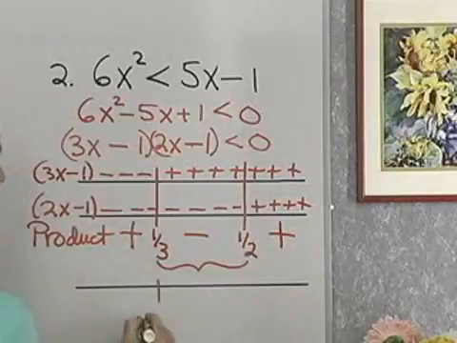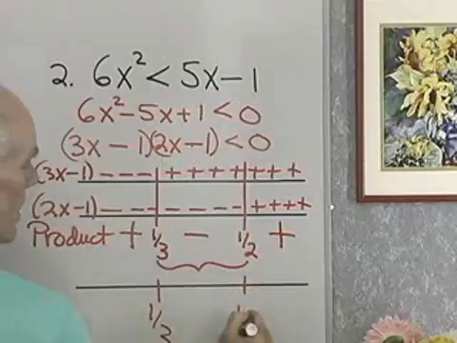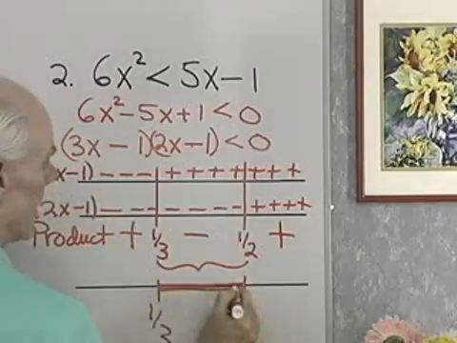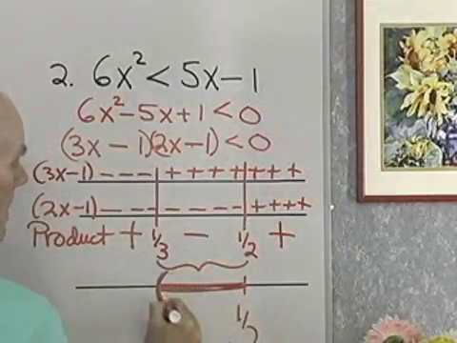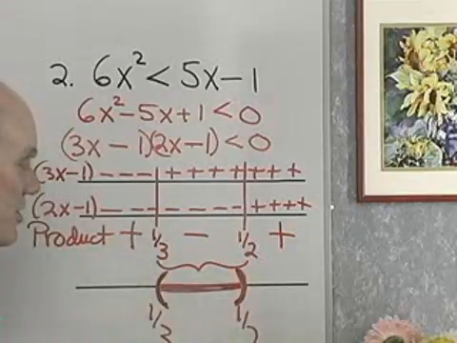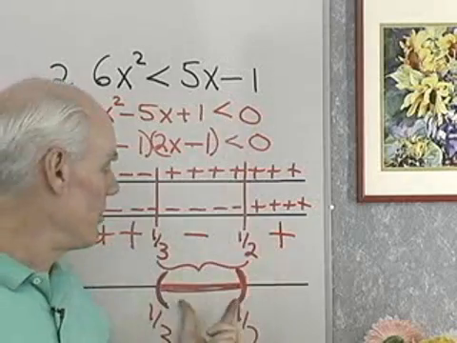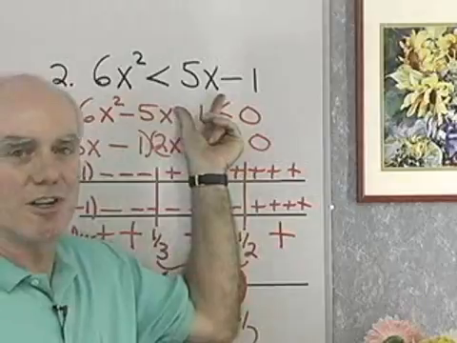I want to write this as an inequality. That's positive 1/3, positive 1/2. I want all the numbers in between there. And then I'll look back to my original inequality, strictly less than, so I'm going to use open parentheses here. And there is the solution set for this original quadratic inequality. All the numbers in here on the number line make this original inequality a true statement.